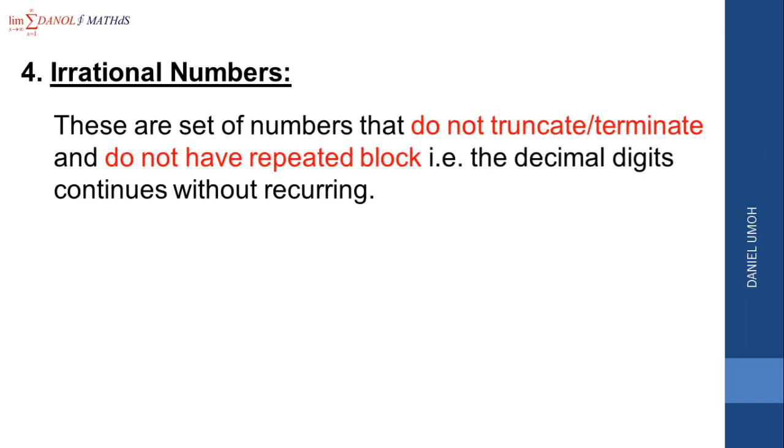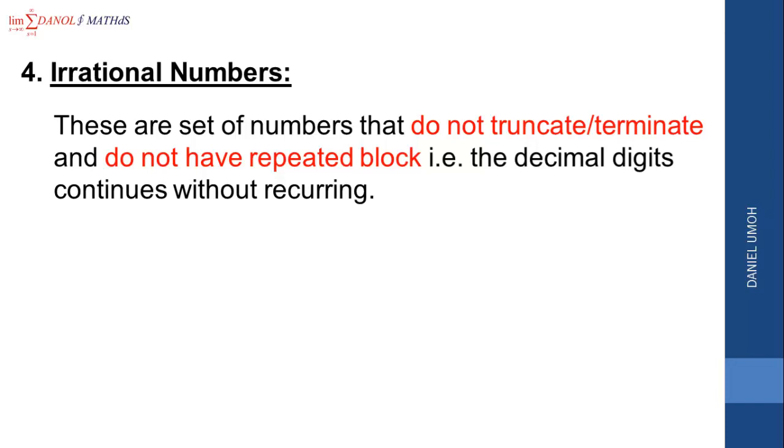These are the set of numbers that do not terminate or do not truncate, and they do not have repeated blocks. That is, their decimal digits continue without reoccurring. Now, you hear the word rational and you also hear the word irrational. That means irrational means something that is not rational. So it is a direct opposite of a rational number. Now, let's look at some examples of irrational numbers.